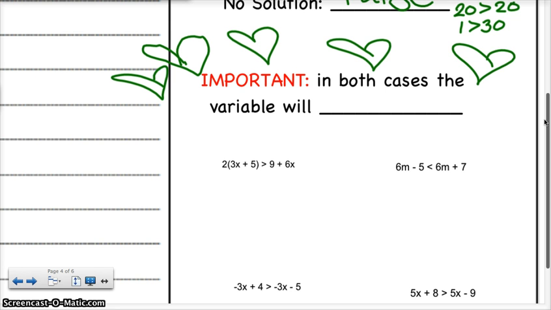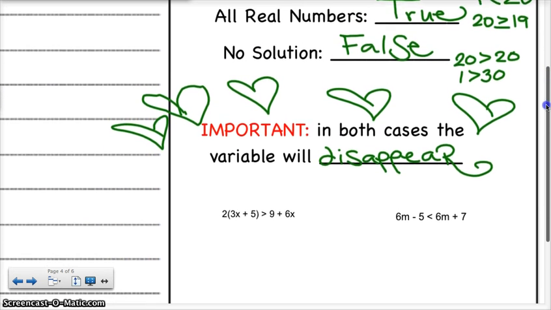In both cases, the variable will what? What do you think? What happened last time when we had a be gone? It will totally disappear. So the variable will disappear. So you cannot put true or false down when you have a variable still existing. So you do things as normal, and all of a sudden you'll notice, hey, where'd my variable go? Your variable will disappear, and you'll either have an identity or no solution going on. Or was it infinite? All real numbers. They call it all real numbers.